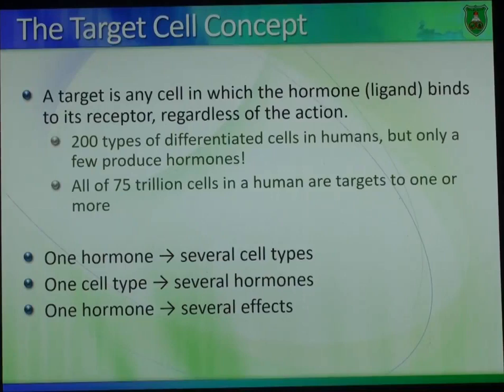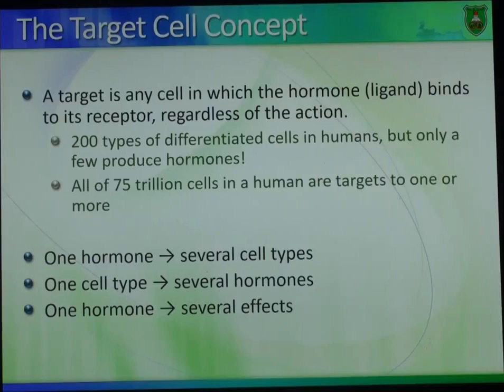Now, the target cell is the one whereby the hormone, or the ligand, can bind. Now, we have 2 different types of differentiated cells in the human body. We have about 75 trillion cells, maybe more than that. And each one of them can actually respond to a hormone, which is amazing. So there's a lot of diversity in the endocrine system, and it has to be regulated very efficiently and meticulously. You can have one hormone that can bind or affect different cell types.